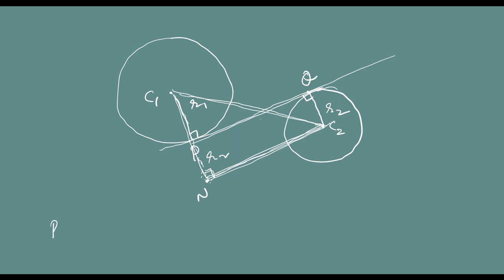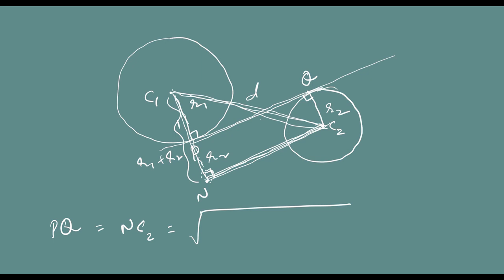So I have PQ equal to NC2. From this right angle triangle, you can see that this is R1, this is R2, which means the whole thing is R1 plus R2. So if I call the distance between the centers D, by the Pythagoras theorem it will be root of D square minus (R1 plus R2) whole square. We learn this also by heart as a formula. This is the formula for the length of the transverse common tangent.